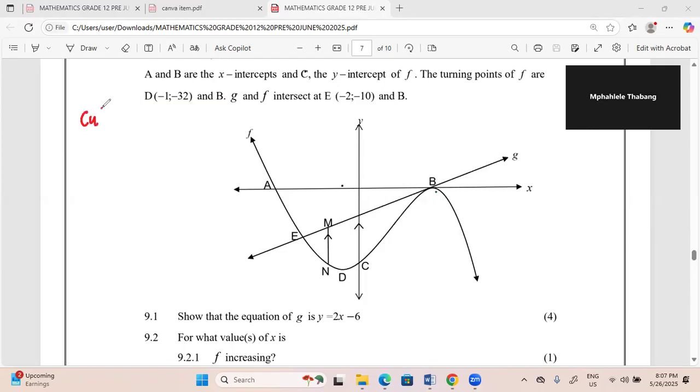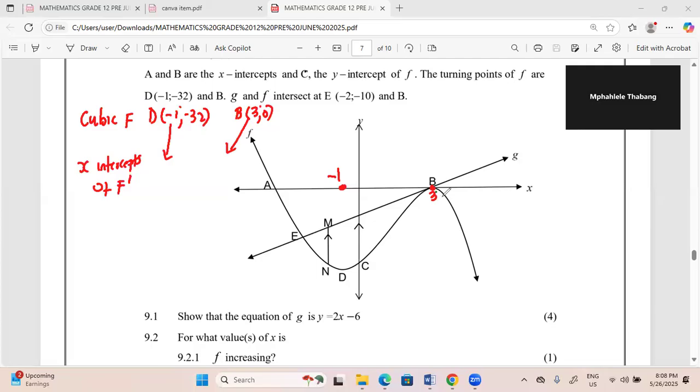So if I have a cubic function and it has the turning points like D, which was -1 and -32, and then another turning point is B, which is 3 and 0. So these x turning points, they are the x-intercepts of f prime. F prime, I'm referring to the derivative of f. So the x-intercepts, I know the derivative of f will touch the x-axis at -1. It will also touch again the x-axis at 3. So the turning points are the x-intercepts.